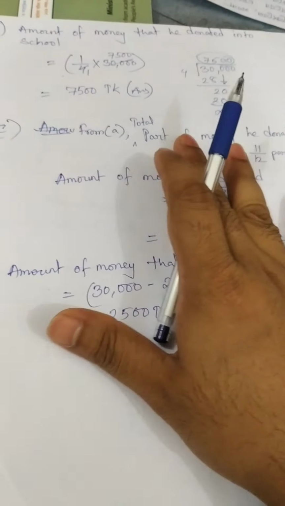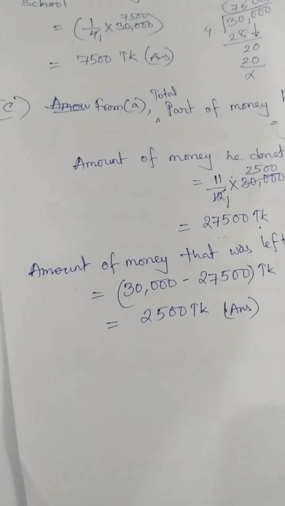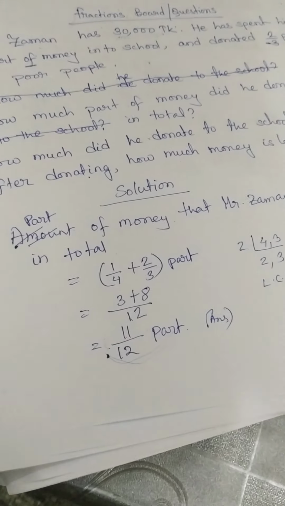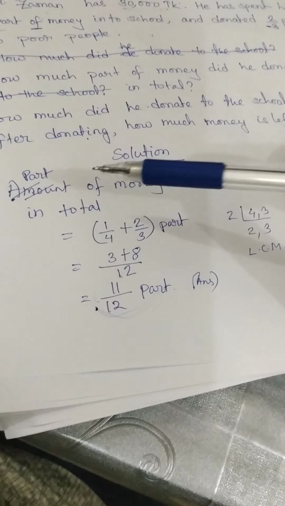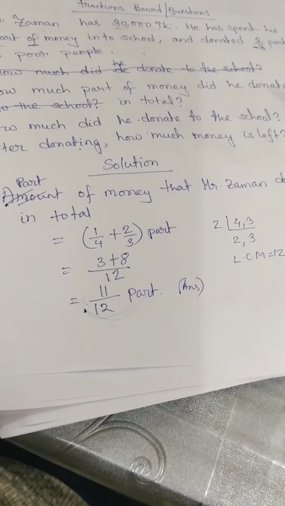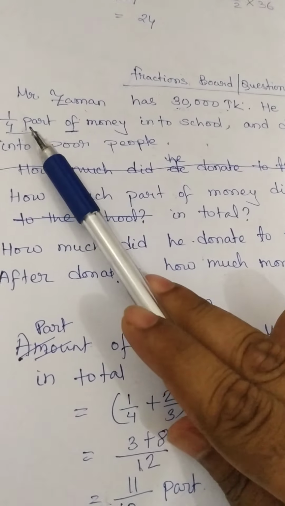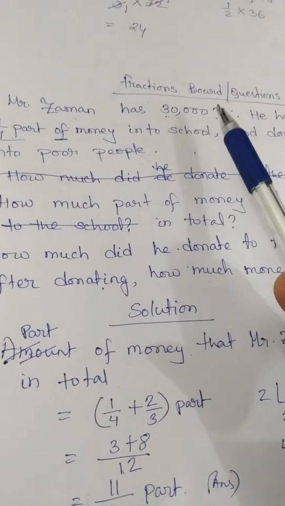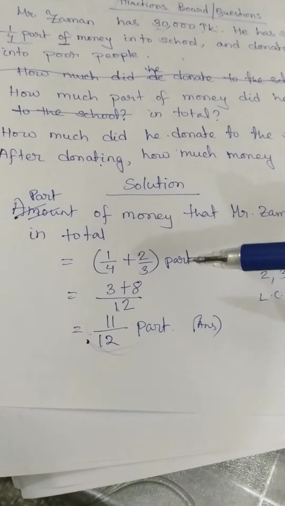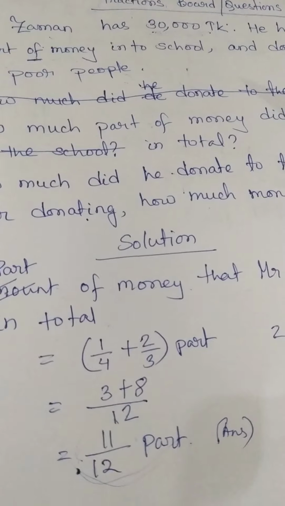Okay, if you don't understand, you can ask me a question in personal WhatsApp, but that's very easy. I don't think there would be any question from your side. It's very easy. Just the first question was part of money. How much part of money did he donate in total? So you just add the total parts. 1/4 part of money he donated to school. 2/3 part he donated to poor people. So total part that he donated, that is 11/12 part.